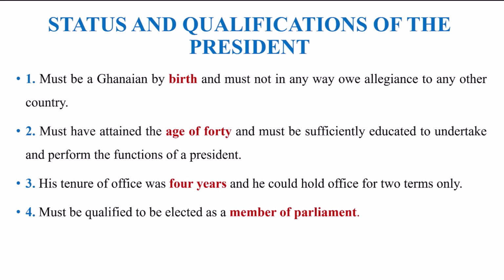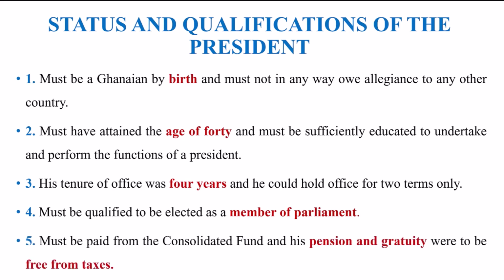Yes, age 40. 3. His tenure of office was 4 years, and he could hold office for 2 terms only. He took, of course, precedence over all other persons in Ghana. So 4 years is almost the same as the 1992 Constitution. 4. He must be qualified to be elected as a member of parliament. Good. Then the last one, he must be paid from the consolidated fund, and his pension and gratuity were to be free from taxes. So that is the qualifications of a president.